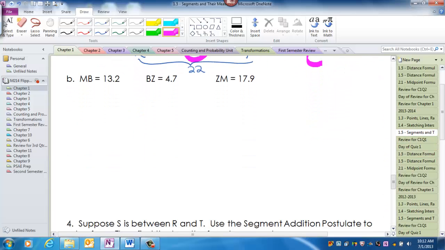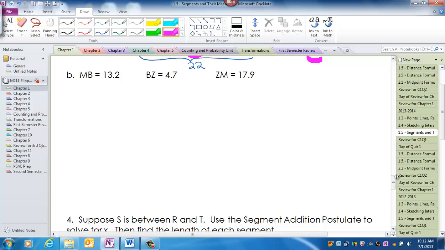Okay, next one, which point is between the other two? Remember, the key is to find the longest segment. So the longest segment in this case is ZM. Well, if Z to M is the longest one, the other point then has to be in between. So then that means that the point that's between the other two is B.